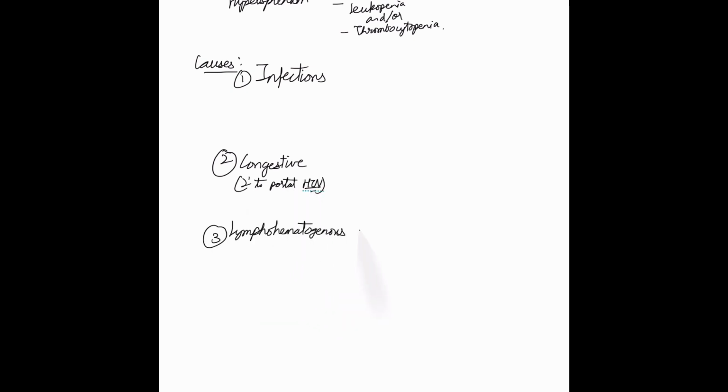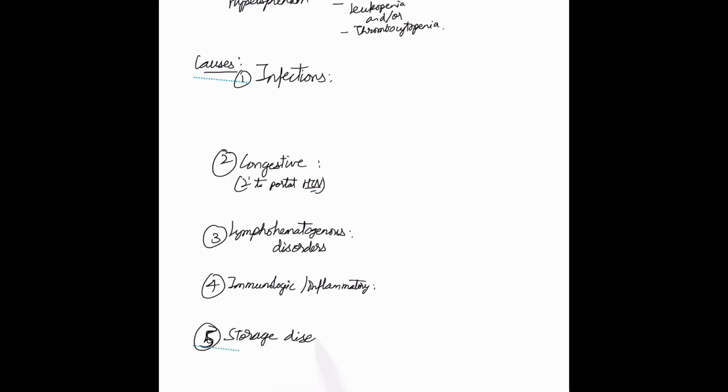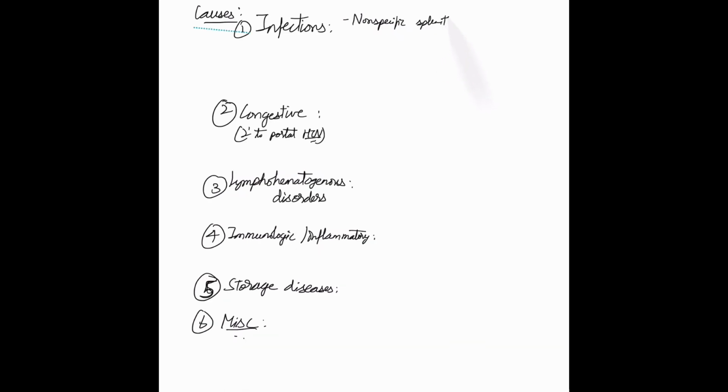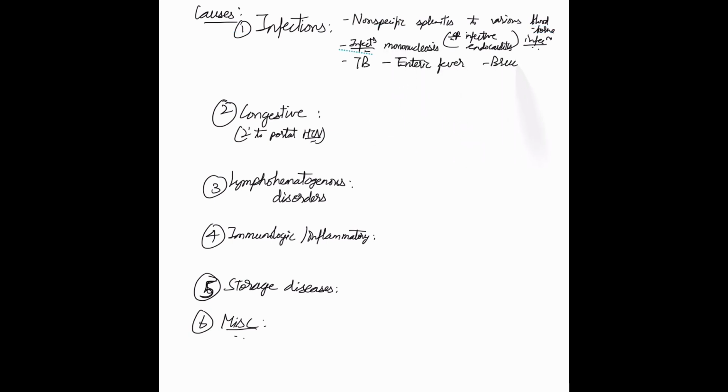So the various causes of splenomegaly are infections, congestive splenomegaly, which is secondary to portal hypertension, lymphohematogenous disorders, immunologic or inflammatory, storage diseases and other miscellaneous causes. So under infections, you can have non-specific splenitis to various bloodborne infections, especially infective endocarditis, then infectious mononucleosis, TB, enteric fever, brucellosis, malaria, toxoplasmosis, echinococcosis, cytomegaloviral infection, Kala Azar, and syphilis.